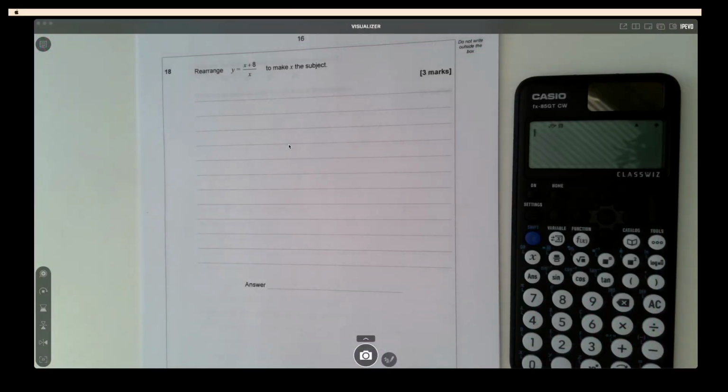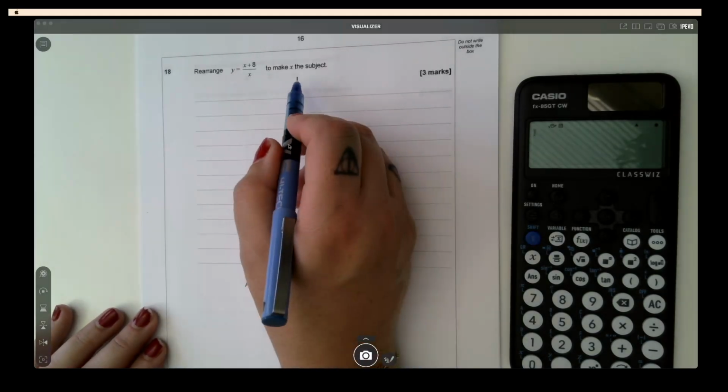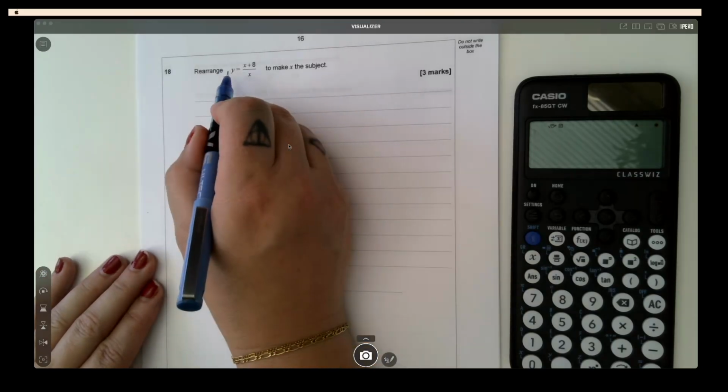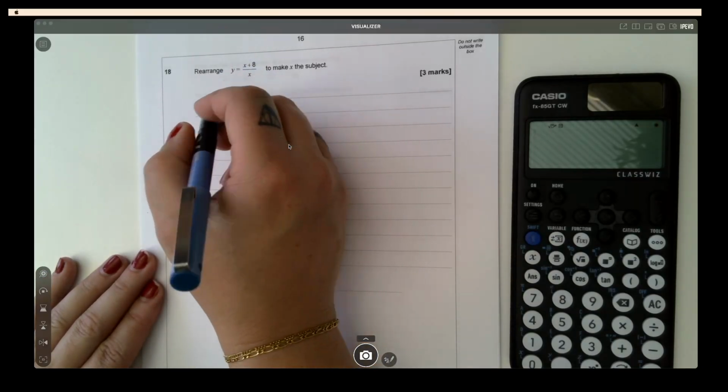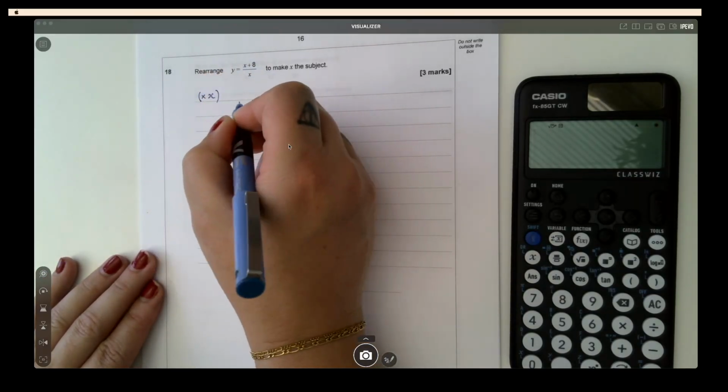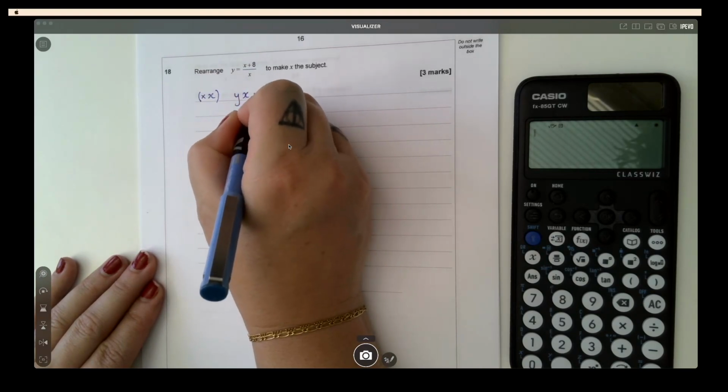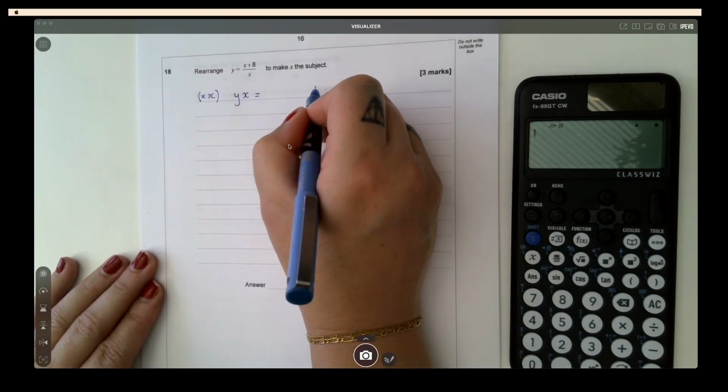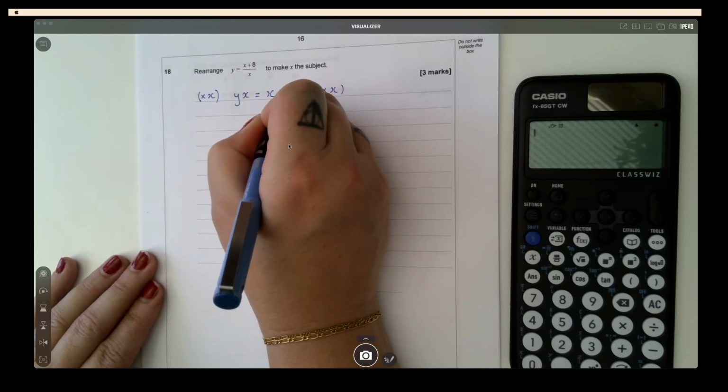Question 18. Rearrange y equals x add 8 divided by x to make x the subject. So the first thing I'm going to do is I'm going to get rid of this fraction. So I'm going to multiply both sides by x. So the left-hand side becomes yx, and then the right-hand side becomes x add 8.